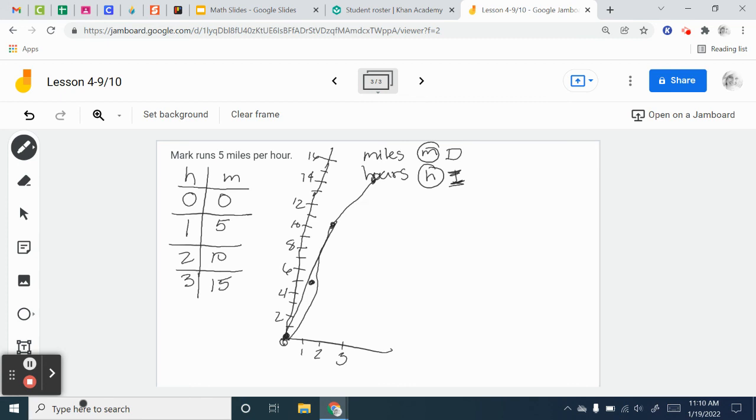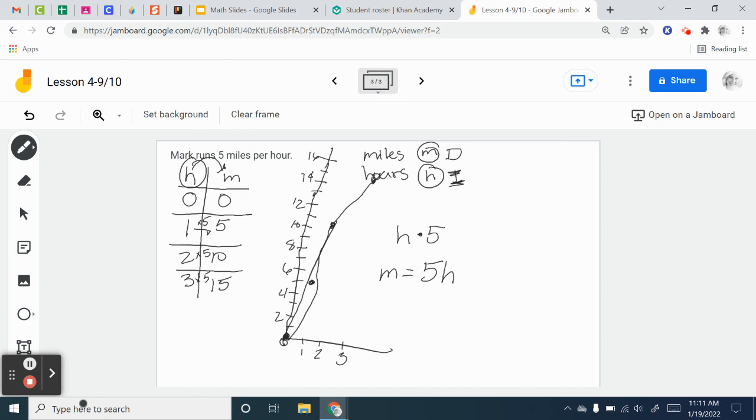But there's my graph. And then I can see again, how am I getting from hours to miles? I did 1 times 5. Here I did 2 times 5. Here I did 3 times 5. So I'm taking hours times 5, or a better way to write that is 5H. So 5 miles for every hour. So I multiply 5 times the number of hours, and that would give me the number of miles he runs. So my equation would be M equals 5H.